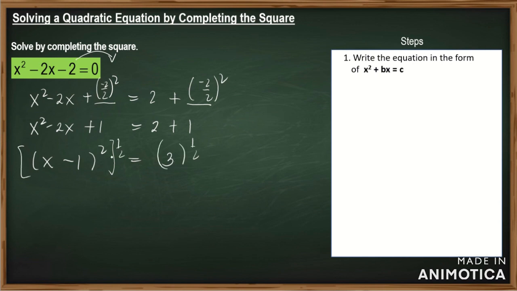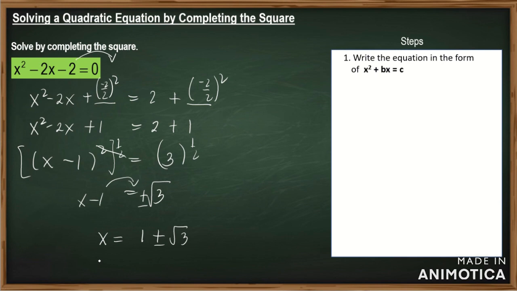Okay. So apply the power law. 2 times 1/2 is 1. So what's left here is x minus 1 equals 3. Square root, positive, negative. Lahat ng number na naka-raise sa 1/2 ay equivalent sa kanyang square root. Okay? Then, transpose negative 1 here. So, we have x is equal to 1 plus minus square root of 3.